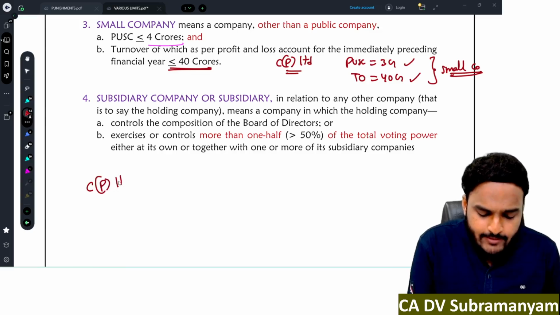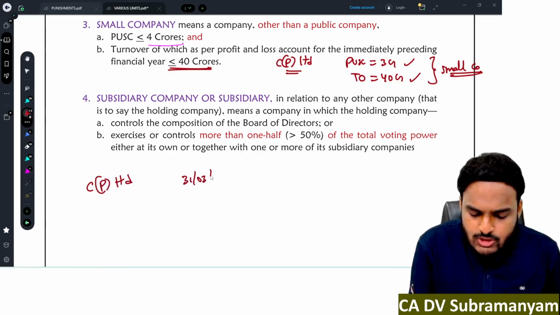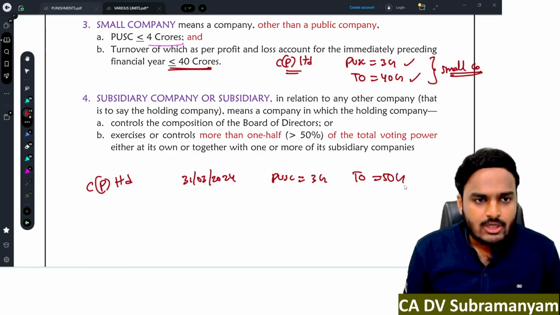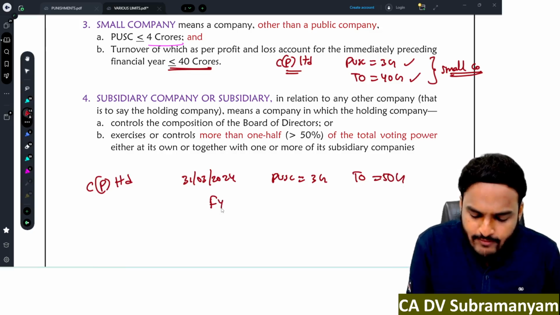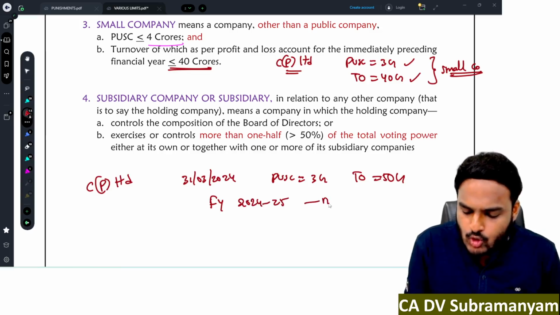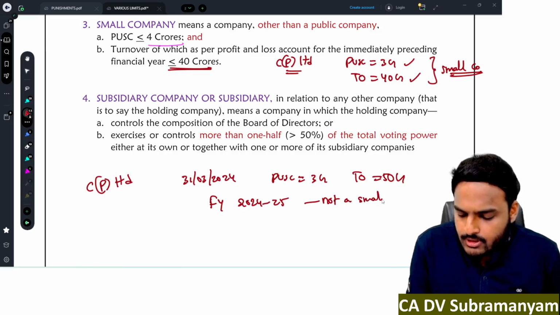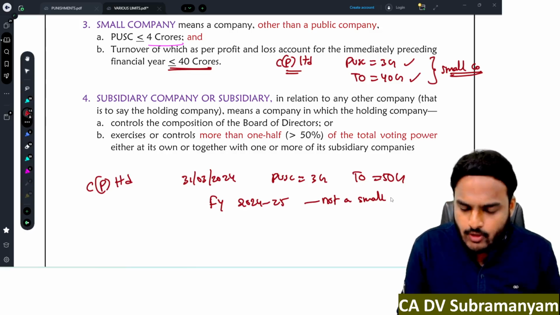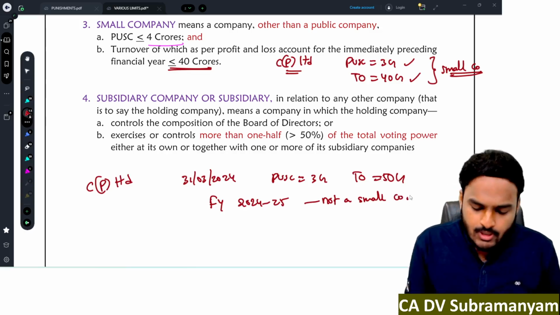And one more question, in one attempt this question was asked. C Private Limited, as on 31st March 2024, the paid up share capital is 3 crores, turnover is 50 crores. Now what is the status of the company for financial year 2024-25? The answer is not a small company. Why? Turnover already exceeded the limit of 40 crores, so not a small company.